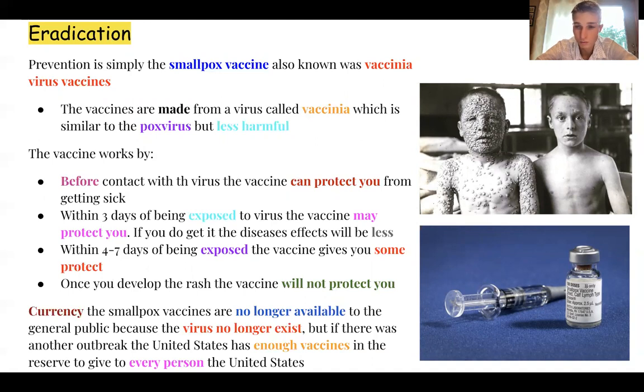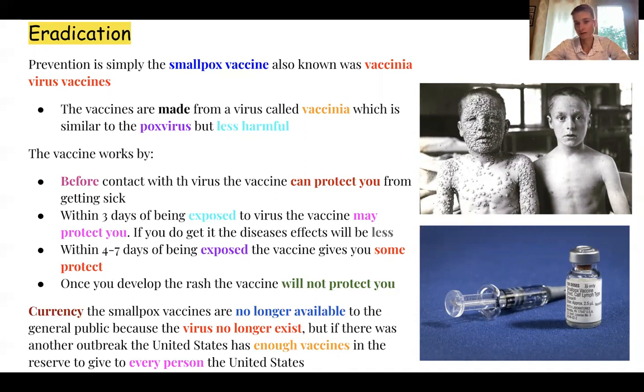If you're exposed and within 3 days get the vaccine, you're going to have little symptoms. It's going to give you protection, and you may not get the virus. If you get it within 4 to 7 days from being exposed, the vaccine will help you just a little bit. And once you develop a rash, the vaccine no longer helps you.